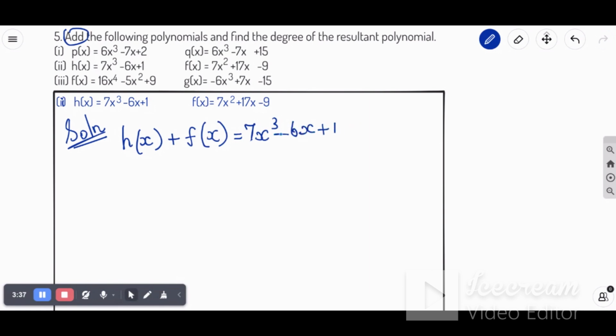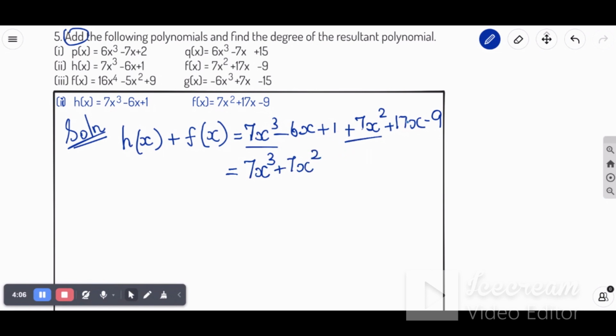This is your h of x. Since it is addition, just put the plus symbol and then write the f of x: 7x square plus 17x minus 9. Then the next step will be to check the polynomial with the highest degree. Here we have got only 7x cube. There is no other x cube. So write it as such. Then write your x square, that is your plus 7x square.